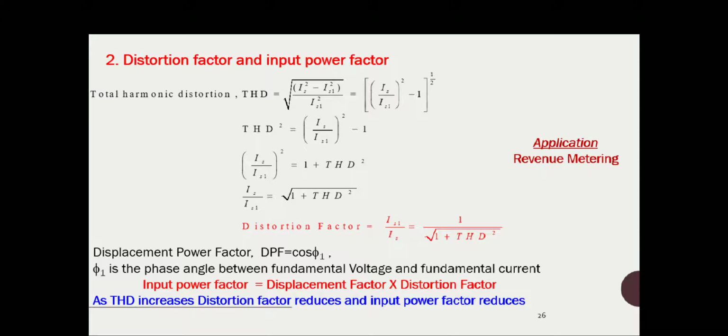That is, in your power system, if your power factor is less than a particular limit, that is 0.9, definitely your utility will give a penalty for that, because we need to maintain a power factor above 0.9. So this distortion factor is the major contributor to decreasing your power factor.